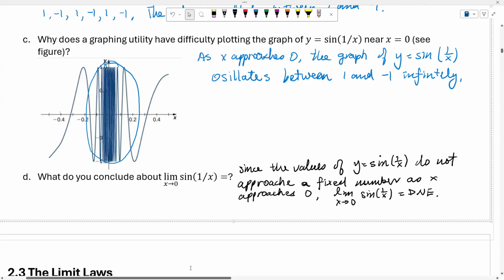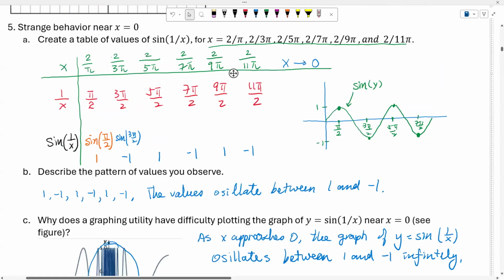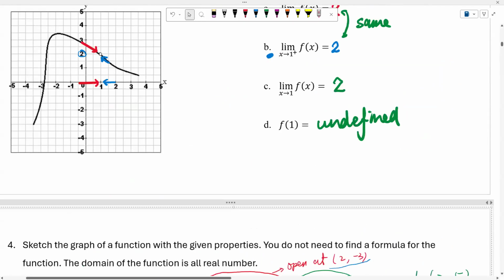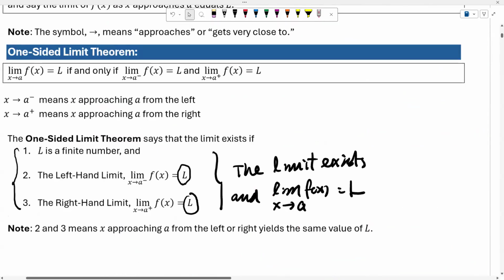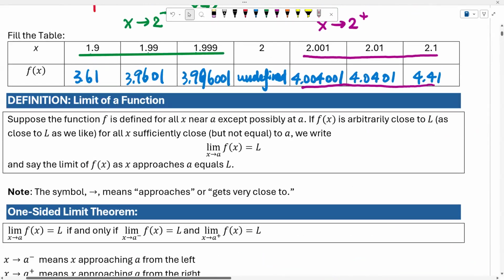Okay, so this lesson right here is where we first introduce the idea of the limit of a function. Okay, so thank you.